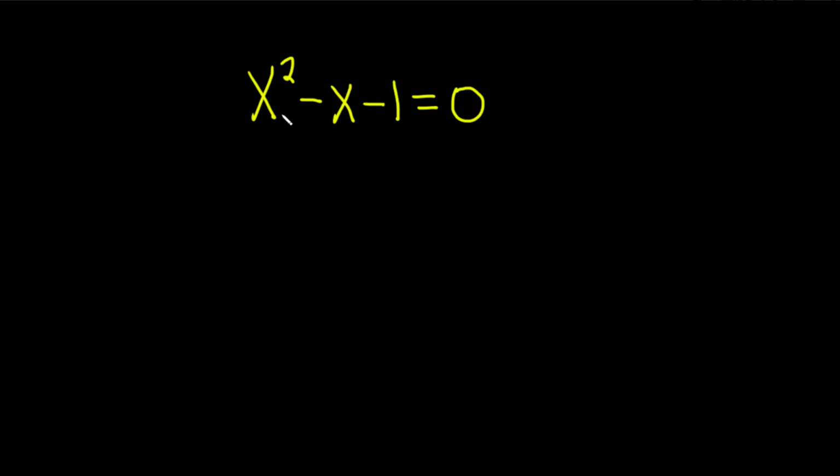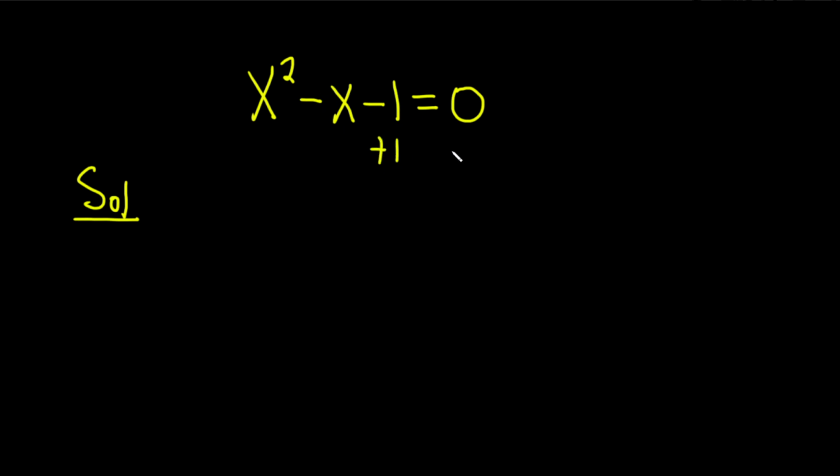Hi, in this video we're going to solve this quadratic equation, and we're going to do it by something known as completing the square. One of the answers to this quadratic equation is the golden ratio. Solution. We'll start by isolating just the variable terms.